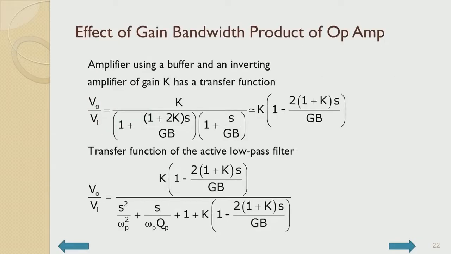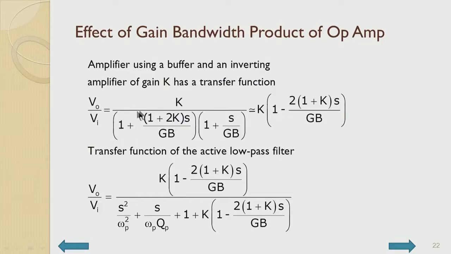Now, that is the effect of gain bandwidth product that we are going to investigate now. An amplifier using a buffer and an inverting amplifier of gain K has a transfer function, this we already know. If you are using a buffer, the effect of the finite gain bandwidth product is 1 plus 1 over loop gain of that. So, GB by S is the loop gain. So, 1 over loop gain is 1 plus S by GB.